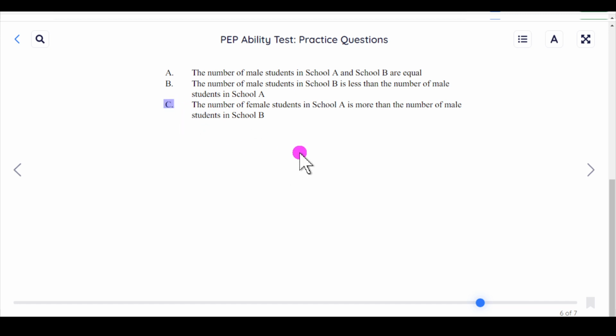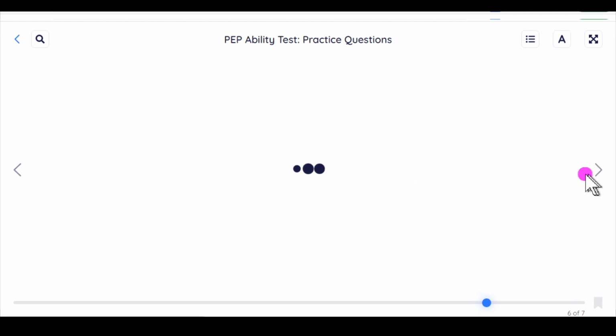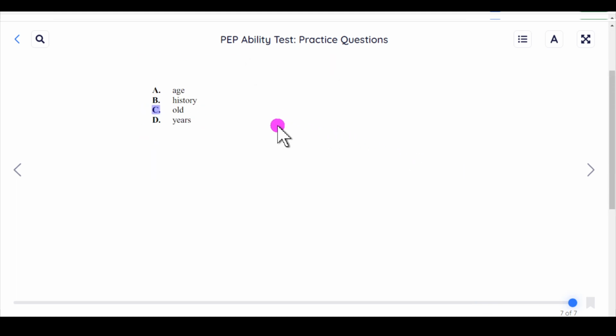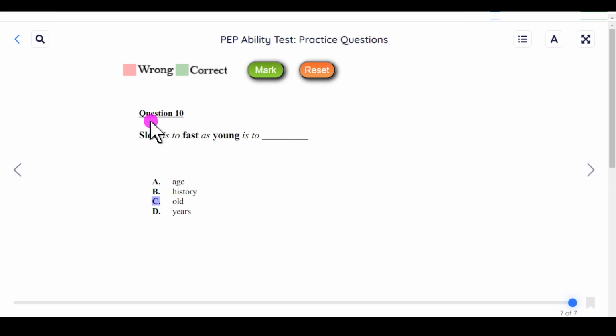All right, let's go with number 10. Number 10 simply says, slow is to fast as young is to aged, history, old, years. This is an analogy, and we look at the pattern here. We see slow, fast. We know that these are opposites, so let's look for the opposite of young, and it would be old.